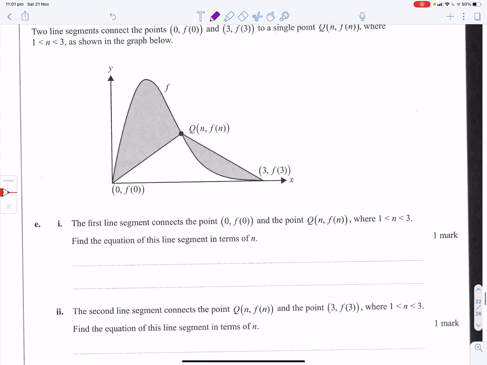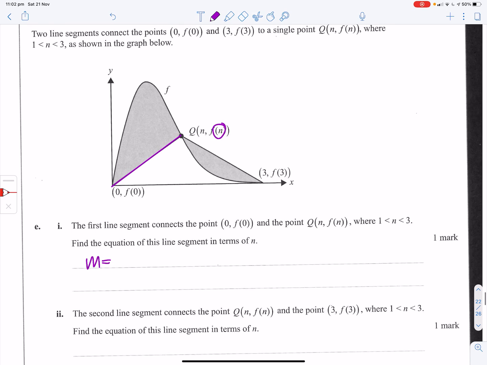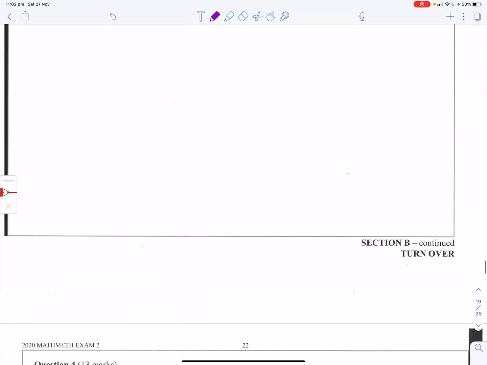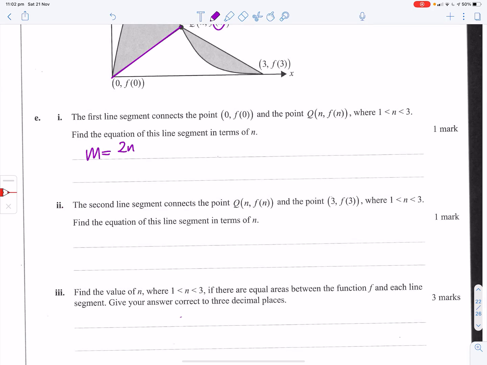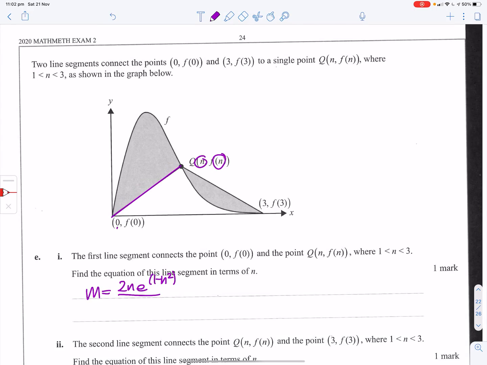Okay, the first line segment connects 0, 0, and n, f of n, where n is between 1 and 3. Find the equation of this line in terms of n. We know the y-intercept is 0. The gradient is f of n minus f of 0, which is 0. F of n must just be this with an n substituted in. So we get 2n e to the 1 minus n squared over n minus 0, which is just n. They cancel.